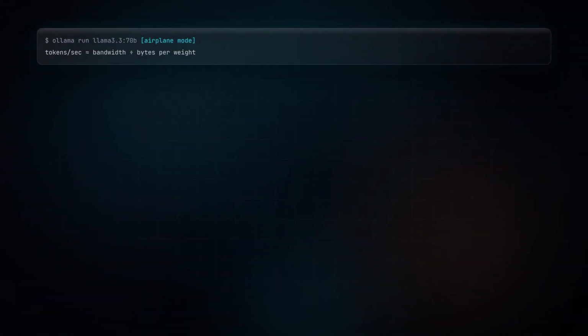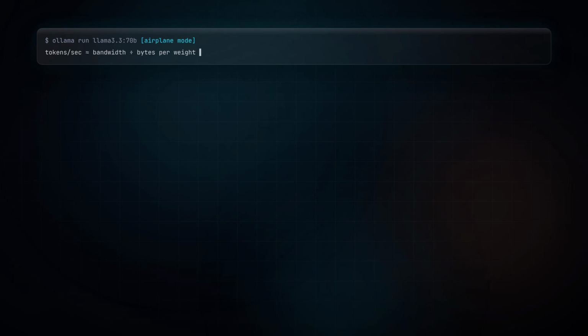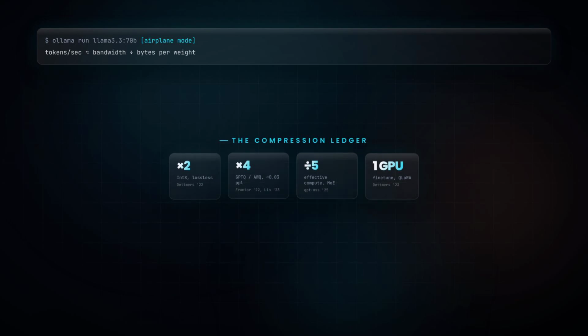So, the answer to the cold open. A 140 gig brain fits on a laptop because a phase shift discovery made 8-bit lossless. Second-order rounding and activation-aware scaling made 4-bit nearly free, 3/100ths of perplexity. A C++ hacker made it all a single, portable file. Sparsity made big models compute like small ones, and QLoRA made them yours for the price of one GPU day.